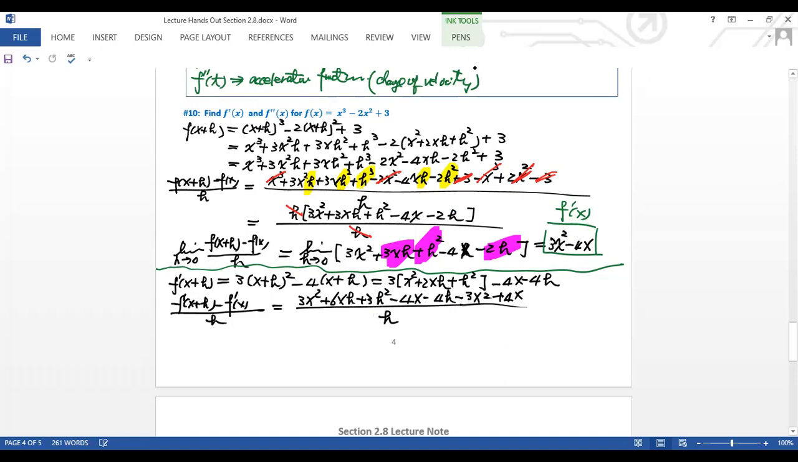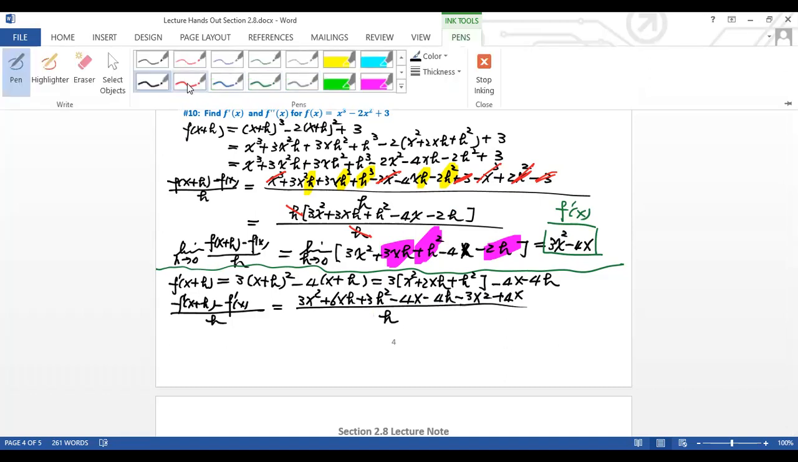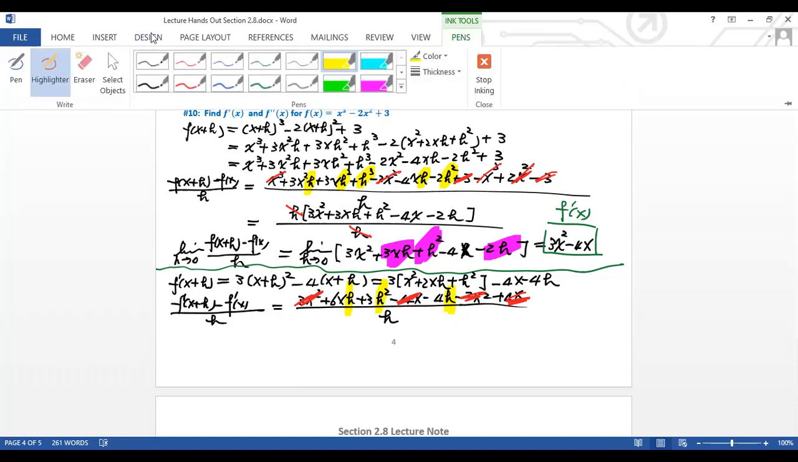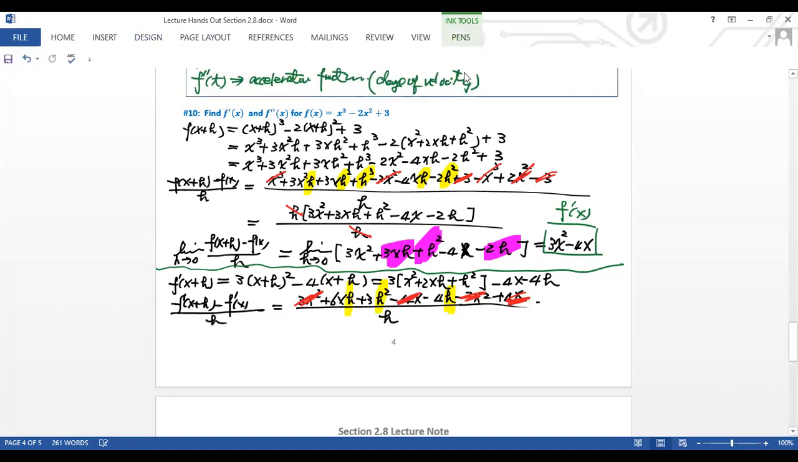Okay, so now let's take a look at anything we can cancel. Okay, 3x squared. Oh, that's good. 3x squared, I can cancel. 4x here, 4x here. Good. Then after that, let's see, do I have h? So here's h, there's h, and there's h here. Okay, so I can factor the h out and cancel that, right?